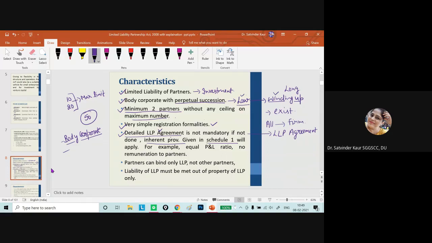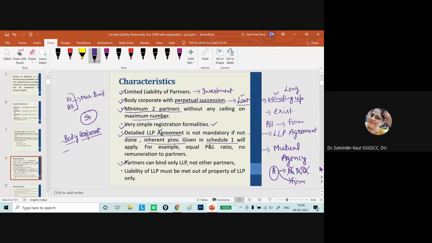Then there is another beautiful feature of LLP: partners can bind only the LLP, not the other partner. If you remember the Partnership Act, there was a rule of mutual agency. When we talk about mutual agency, it means that the act of a partner binds the other partners as well as the firm. But in case of LLP, a partner can bind the firm only, it cannot bind the other partner. So the rule of mutual agency does not exist in case of LLP. That is very important.